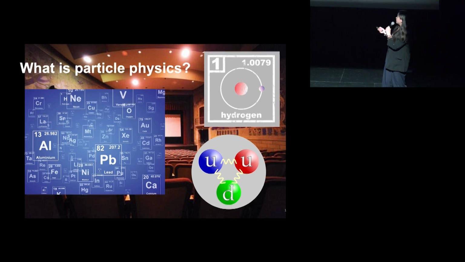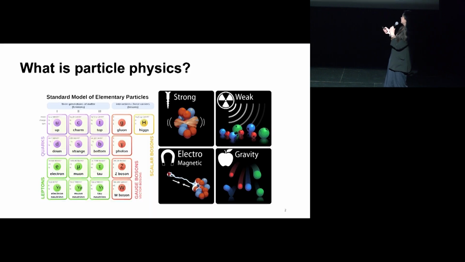What we know is that up until now, the best model to explain the fundamental particles is the standard model of elementary particles. It has two main components, the fermions and the bosons. The fermions are the building blocks that create the world we live in. We have the up and down quarks that make the proton and neutron to create the nucleus, and we have the electron orbiting around the nucleus to create the atom.